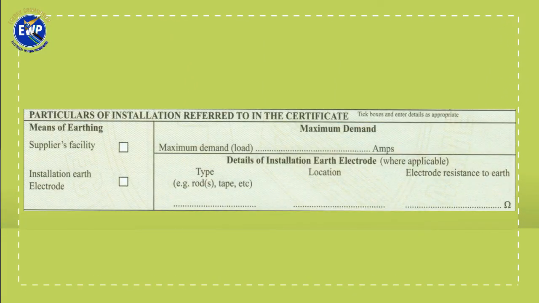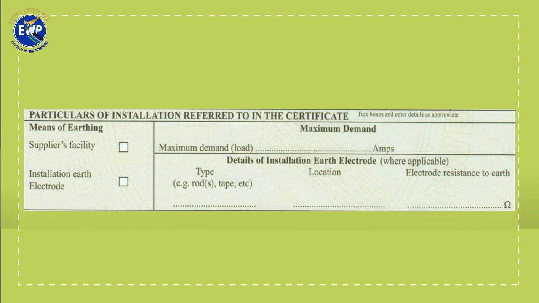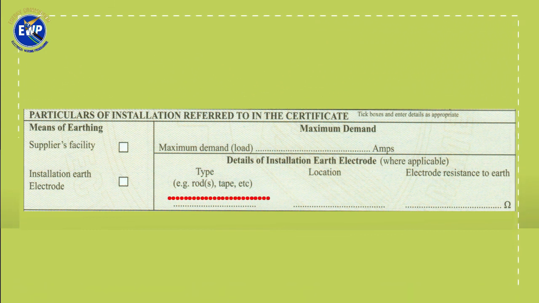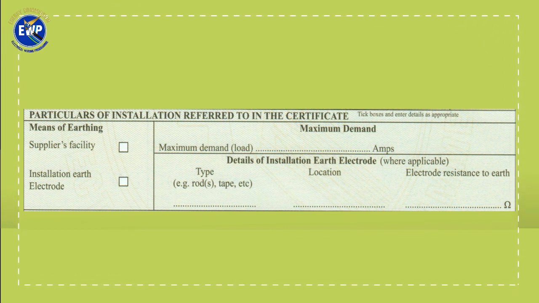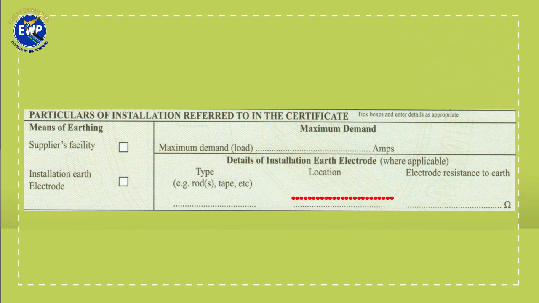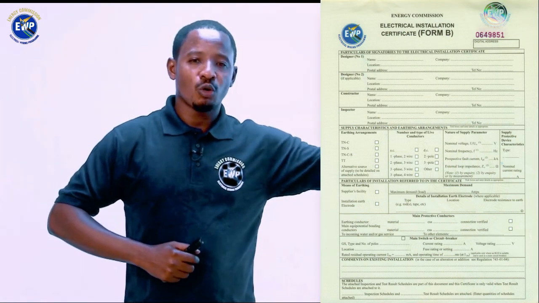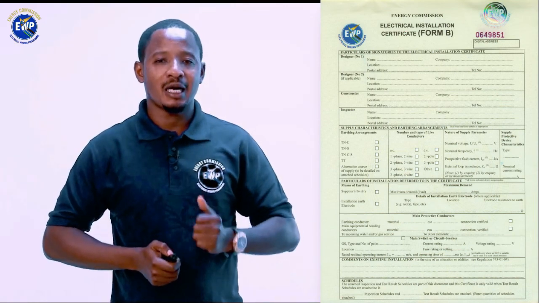Details of installation earth electrode. Under this, you are required to state the type of electrode you use, whether you use a rod, you use a mat, you use a tape, you use whatever. You are required to write what you used here. You are also required to state the location of the earth electrode, where the earth electrode is buried within the premises, maybe behind the building, on the left side of the building, maybe adjacent or close to the garage, or in front of the porch. You are required to write that accordingly.